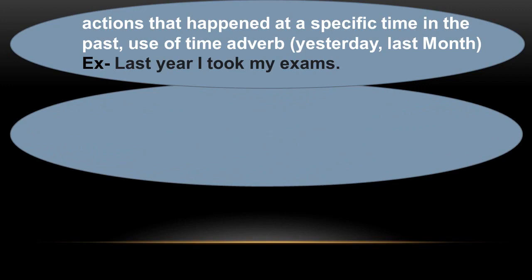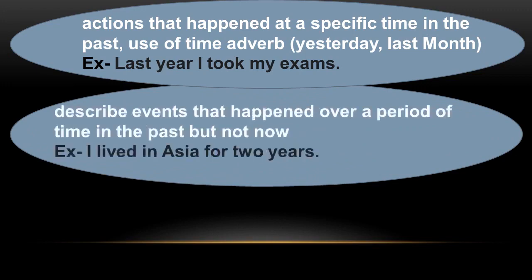Next use we have is to describe events that happened over a period of time in the past but not now. That means the things that happened for a period of time in the past but they are not happening now. For example, I lived in Asia for 2 years. That happened 2 years back.